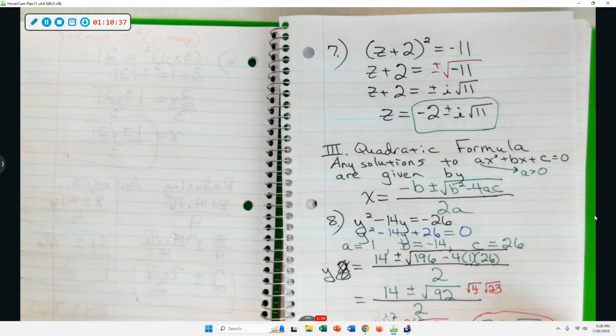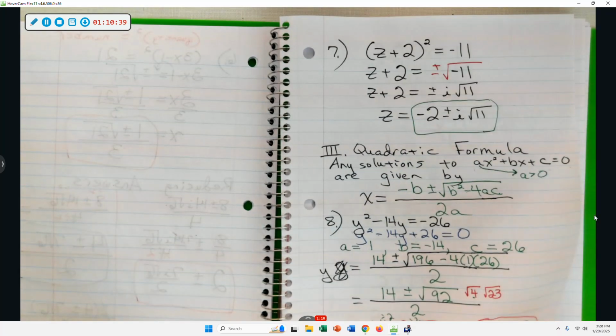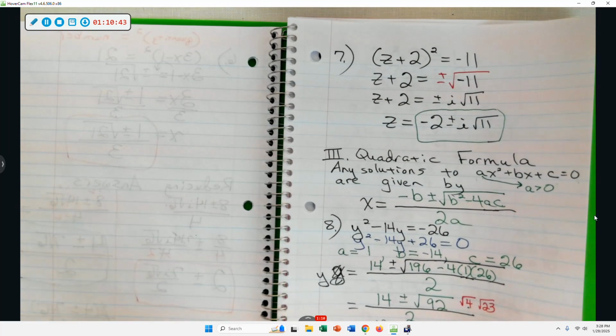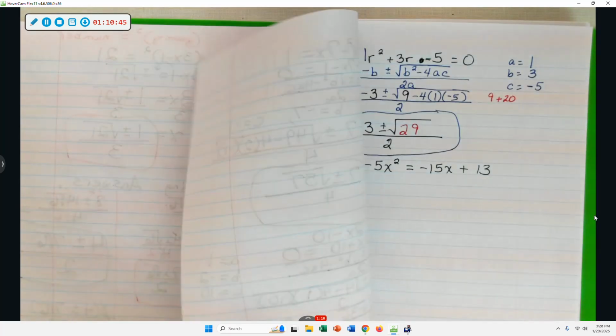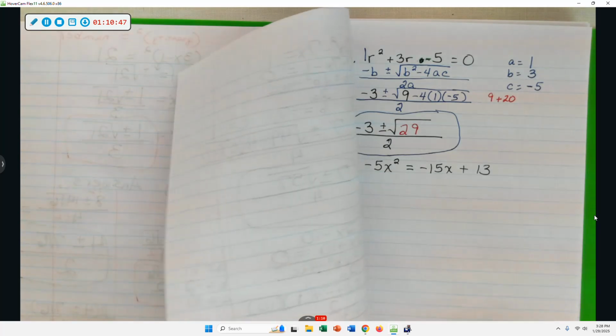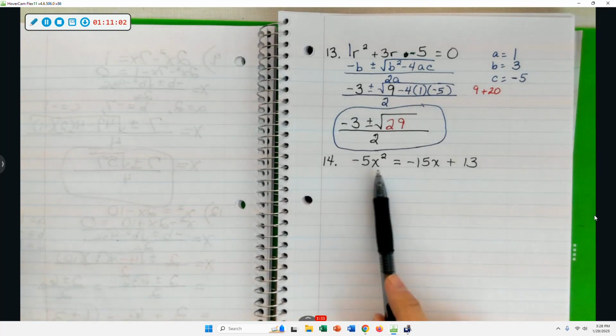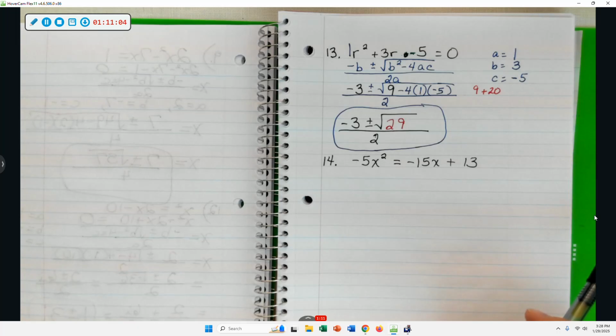Sometimes students ask on a test, it says solve using the quadratic formula, but I wanted to factor it. I factored it. No. If the instructions say use the quadratic formula, that's the way of saying it will not factor. Don't spend time trying to factor it. Now, the thing that's wrong with this number 14 is, first of all, there's not a 0 on one side.